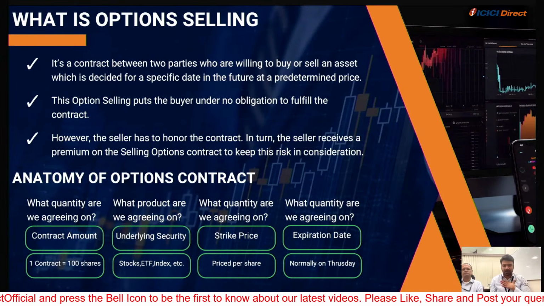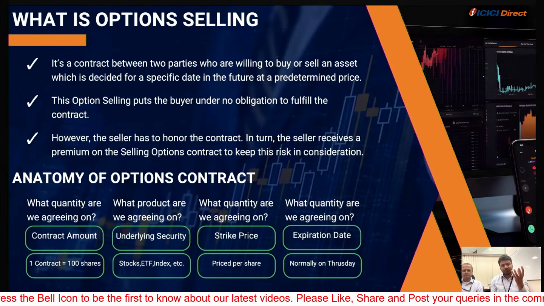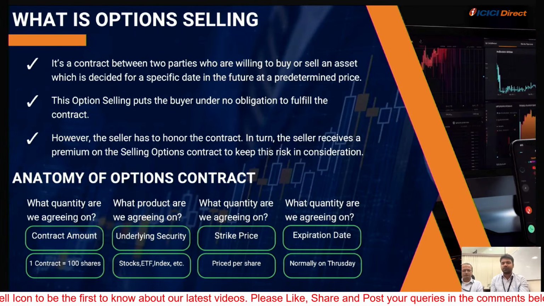So suppose I want to sell 21,500 call or put at 20 rupees. वो कॉन्ट्रैक्ट हो गया 21,500, डेट हो गया उस एक्सपायरी का, और कितने रुपए पे आप बेच रहे हो वो हो गया आपका प्री डिटरमाइंड प्राइस. So this is what the first sentence says.